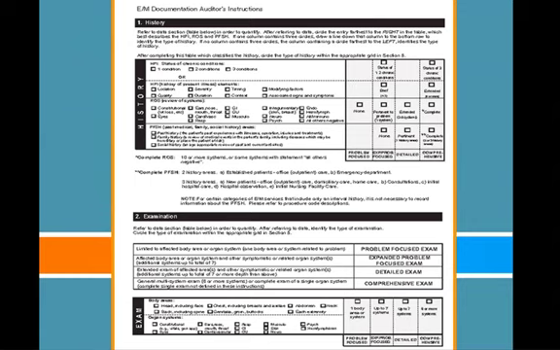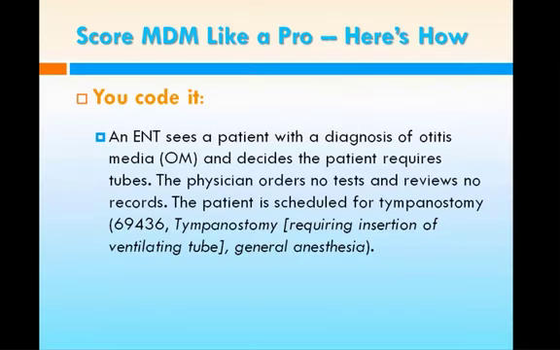Now that we've walked through the audit tallying basics, see if you've got what it takes to score the following case of medical decision-making using the standard CMS form. Let's try this example. An ENT sees a patient with a diagnosis of otitis media and decides the patient requires tubes. The physician orders no tests and reviews no records. The patient is scheduled for tympanostomy.